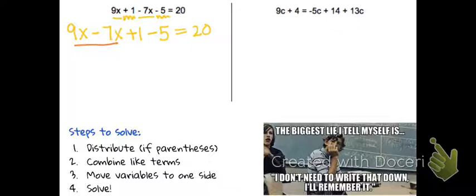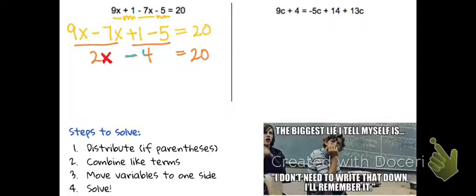If I have 9x's, I subtract 7x's, I have 2x's. If I have 1 and I subtract 5, I have negative 4. After you combine your like terms, look to make sure all the variables are on one side of the equal sign, which they are. They're all on the left. And notice that we're multiplying by 2 and we're subtracting 4. I always like to undo what's added or subtracted to the variable before I undo the multiplying.